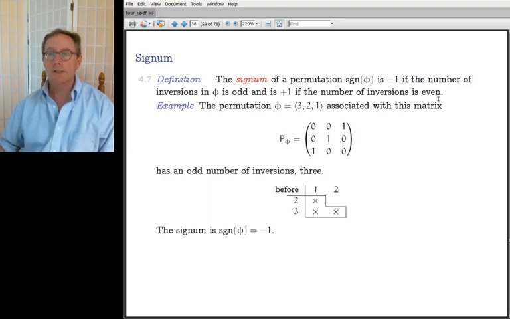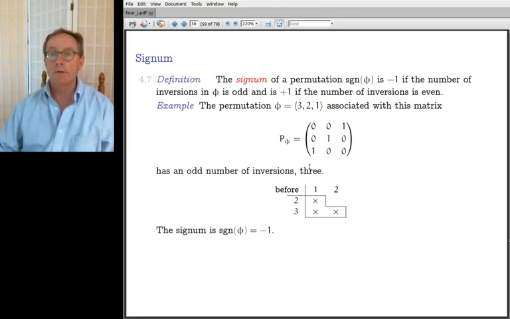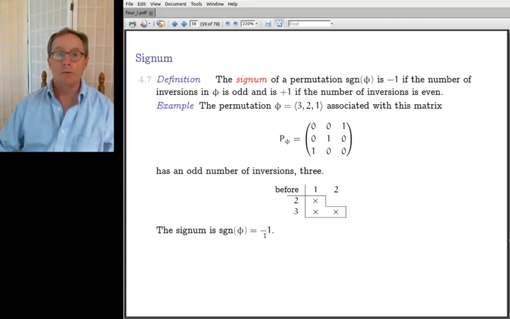So just as an example, here's the permutation 3, 2, 1. There's the associated permutation matrix. There's obviously an odd number of inversions. 3 comes before 2, 2 comes before 1, 3 comes before 1. And so the sgn is -1.